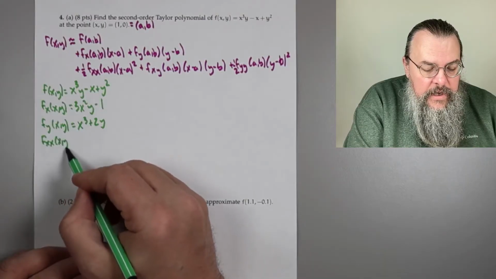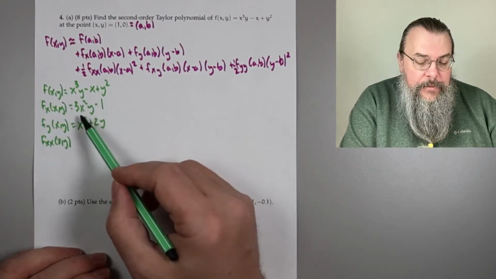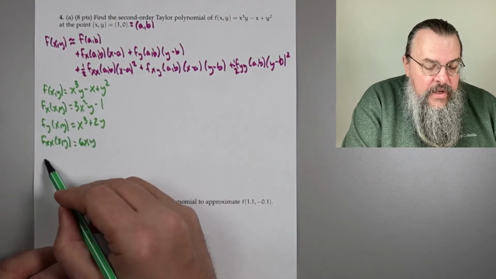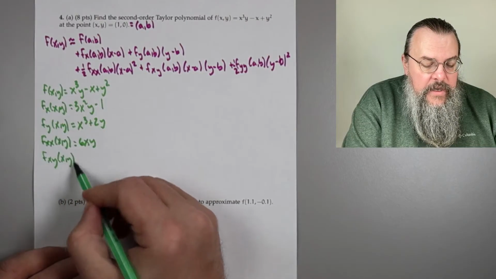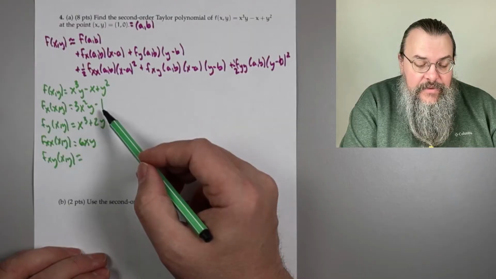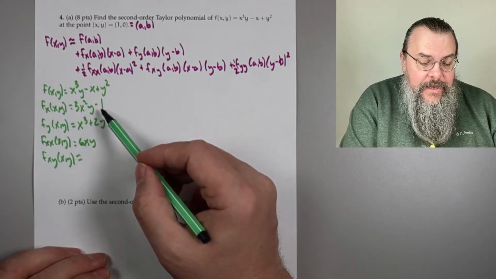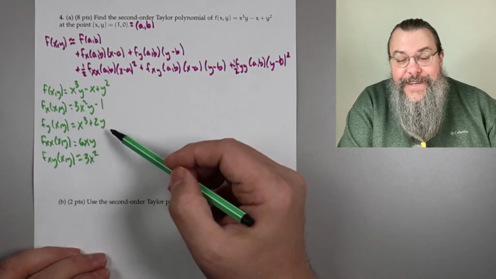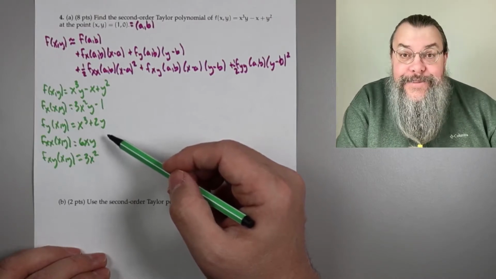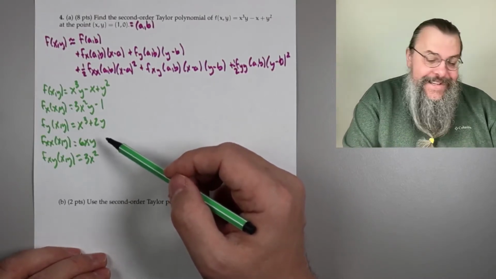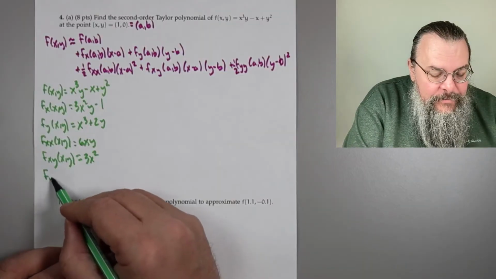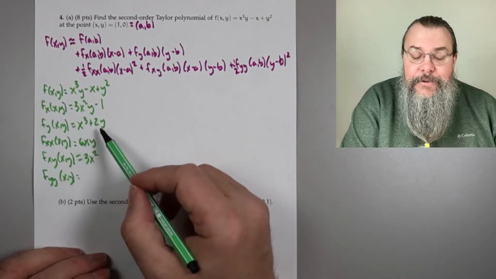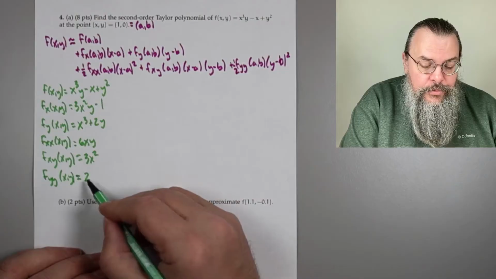f_xx of x y: find f sub x, take the derivative of that with respect to x again, and we'll get 6xy. f_xy of x y: go to f sub x, take the derivative of that with respect to y. And what do we get? 3x squared. Now, fun check, go to f sub y, take the derivative of that with respect to x, you should get the same thing. And we do. Nice. And one more, f_yy of x y. Go to f_y, take the derivative again with respect to y, and we get 2.